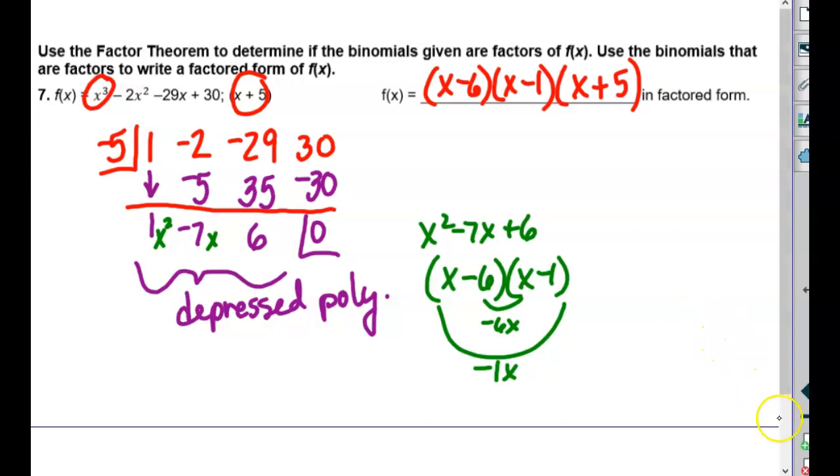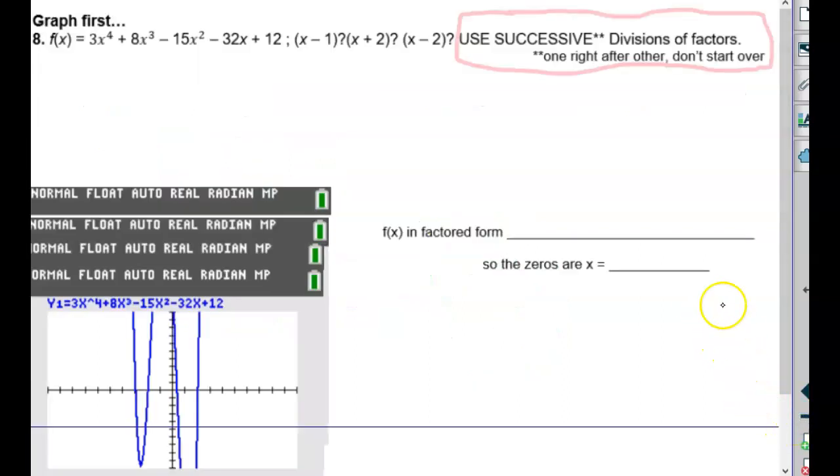All right, then they get a little more complicated. You have to actually graph it on your calculator and use what's called successive division, and this is important for the quiz. Successive division means one right after the other, okay? Over the course of the day, your periods go successively, period 1, period 2, period 3, period 4, okay? It just means one right after the other.